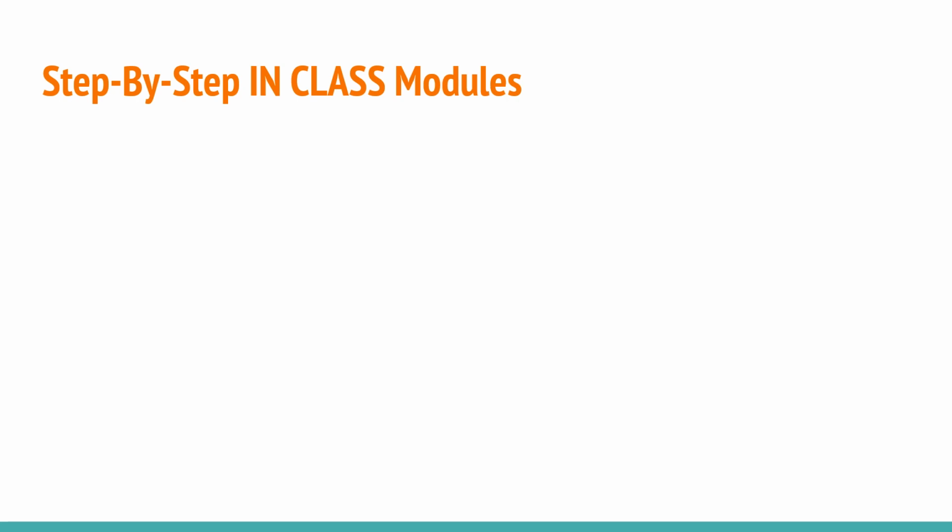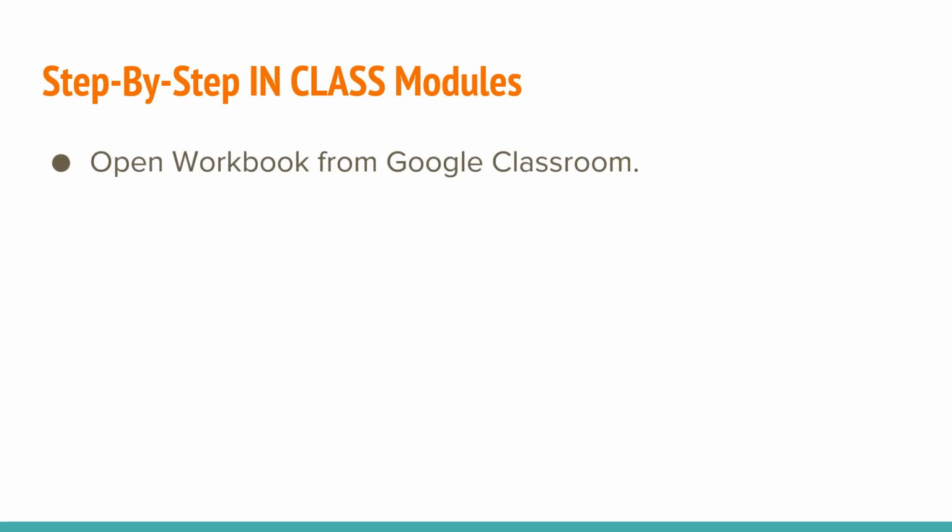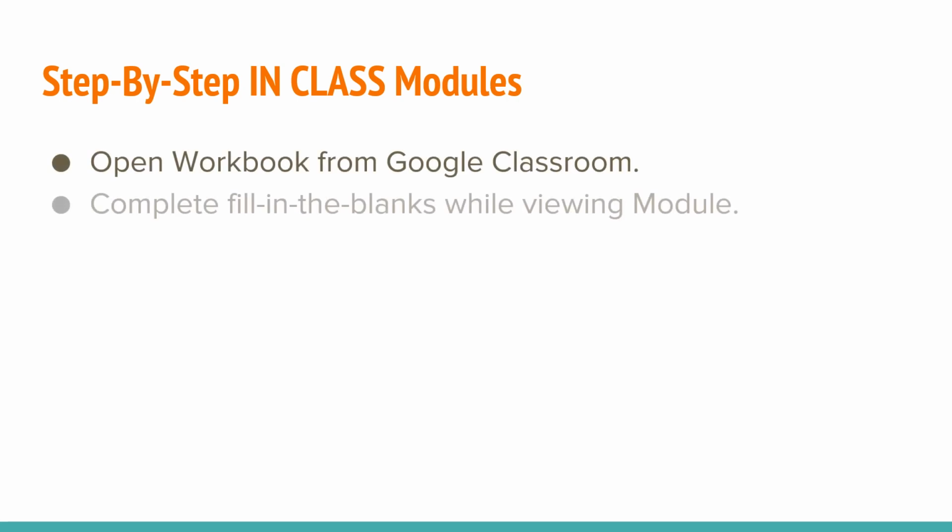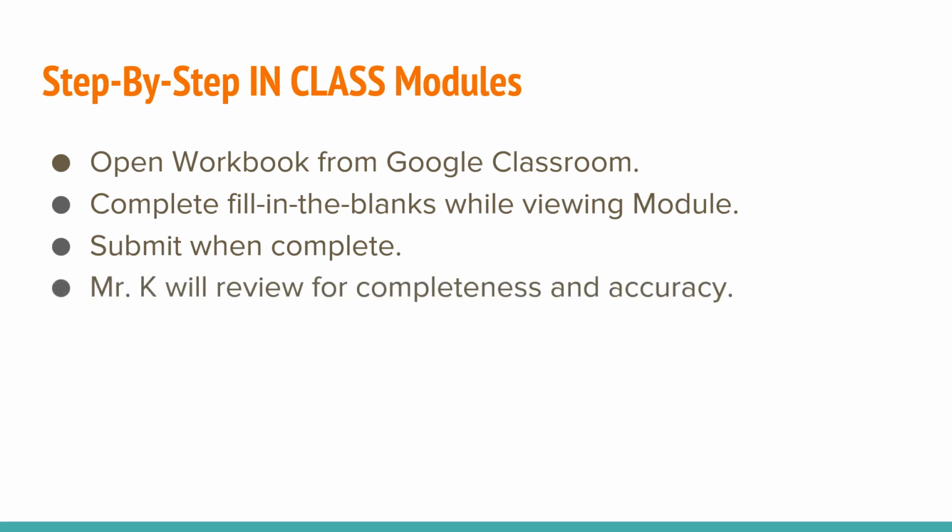So here we'll have a little step-by-step review of our in-class modules. You will be opening the workbook from Google Classroom. You're going to be completing the fill in the blanks while you're viewing the module. You'll be submitting it when complete. So those are the basic steps if you're here in class. I am going to be reviewing your completed fill in the blanks. I'm going to be looking for completeness and accuracy. So make sure you're paying attention so you can fill in every single blank and make sure you're doing it accurately with the information that we are being taught.